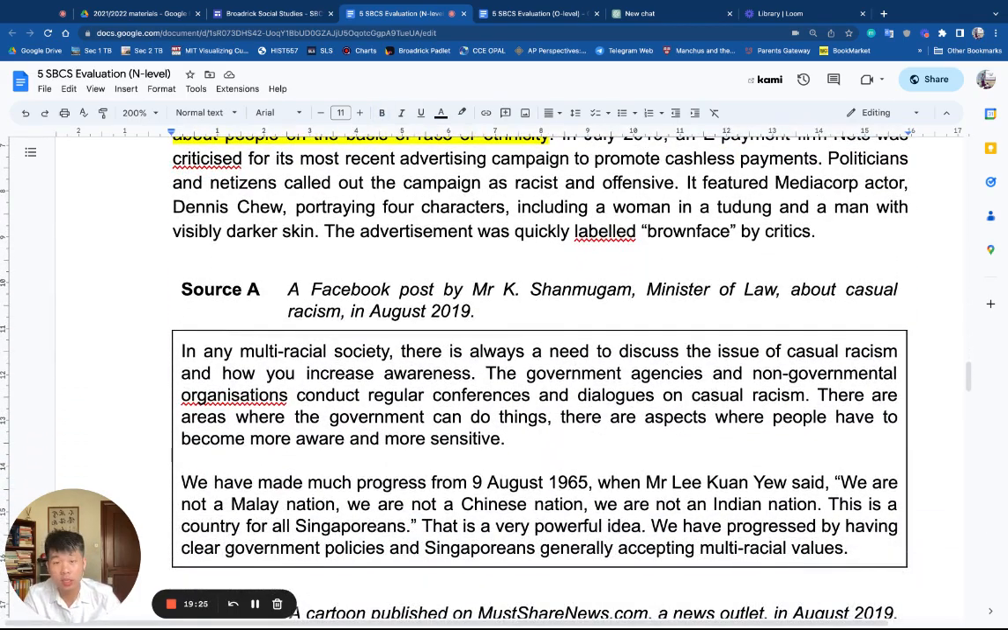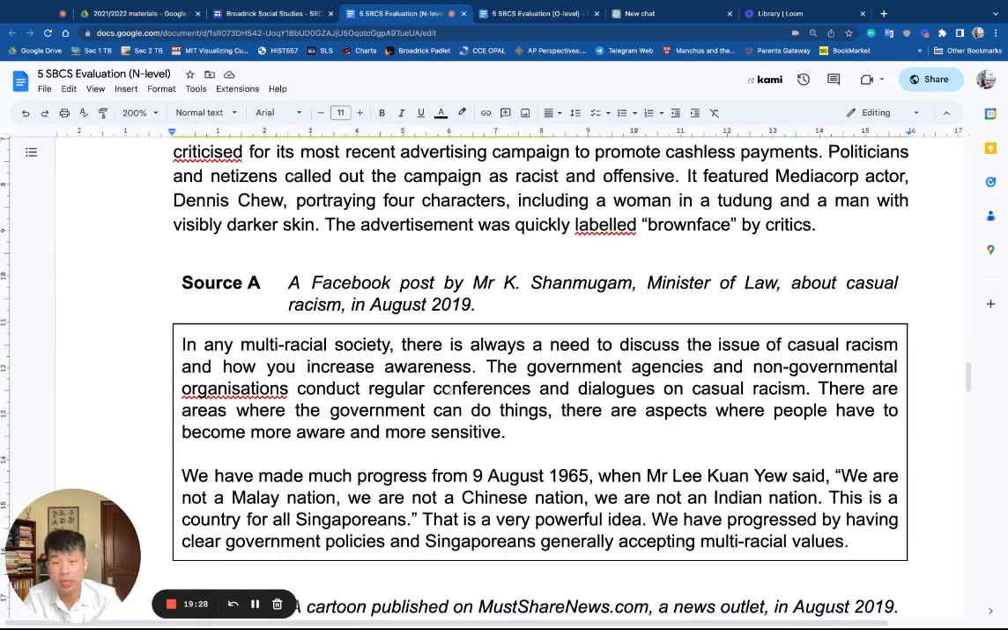So if I were to look at source A, in any multiracial society, there's always a need to discuss the issue of casual racism, how it increases awareness. So in other words, the minister recognizes that every multiracial society will have people who will make remarks about other races, and therefore, in a sense, this is something we expect. The question is how to manage it. Government agencies and non-government organizations organize campaigns, conferences, dialogues on casual racism. We have made much progress.